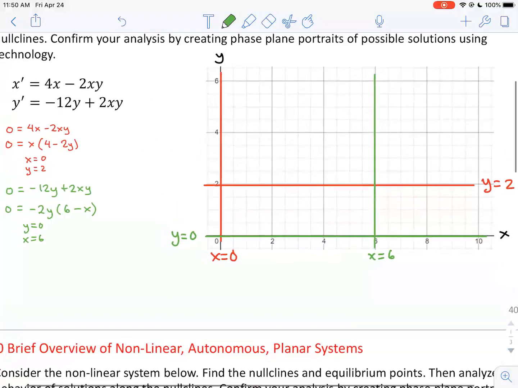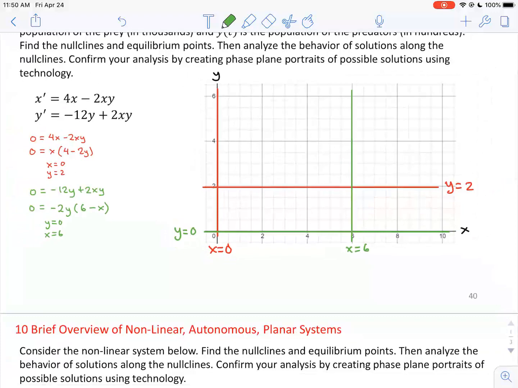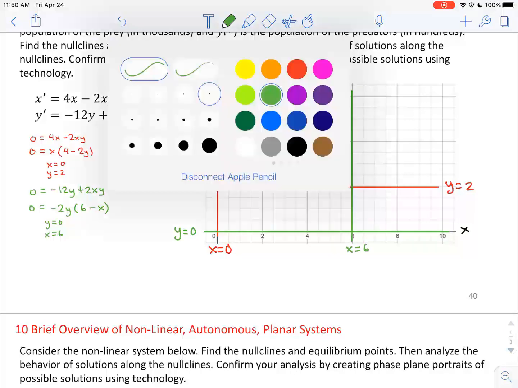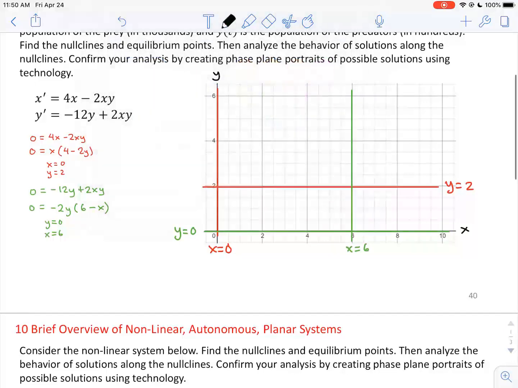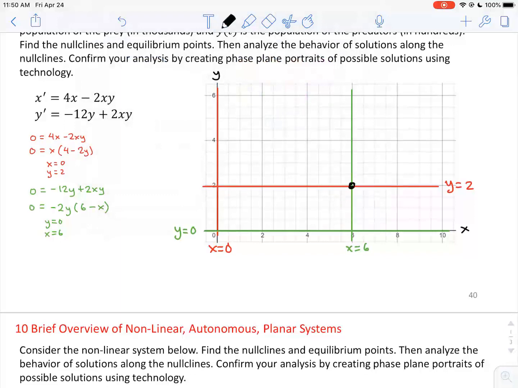All right, now the equilibrium points are the points of intersection of the two nullclines. So in other words, where green and red intersect, not where green and green intersect, right? So don't be tricked into thinking, for example, that this is going to be an equilibrium point. It's only where green and red intersect, so where the x nullcline intersects the y nullcline. So the equilibrium points, there's only two of them. There's one here at (6, 2), and then there's another one at the origin.